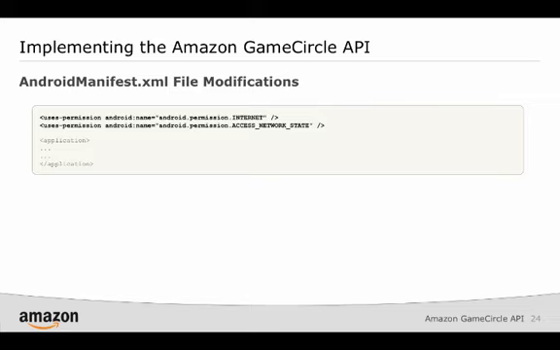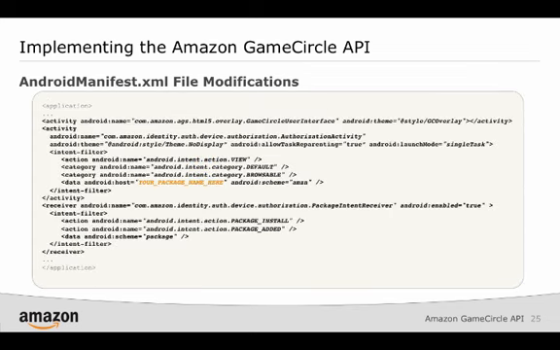To use GameCircle in your Android game, several simple modifications to your manifest file are necessary. First, add Internet and Access Network state permissions to enable your game to connect to the GameCircle web service endpoint. Next, enable the GameCircle user interface display in your game for achievements and leaderboard UI, and implement Login with Amazon, a new service that enables more than 200 million active Amazon customers to securely and simply log into your game. Note, make sure to replace your package name here with your actual package name.